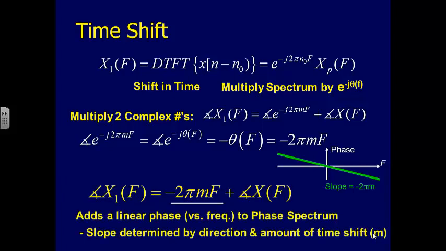That doesn't mean it replaces it with a straight line. It takes whatever slope function you had before. Let's draw a picture. With my angle of X of f was, I don't know, look like that. Now it's going to look like the same thing, but tipped up more. It's going to add some linear phase amount to it.